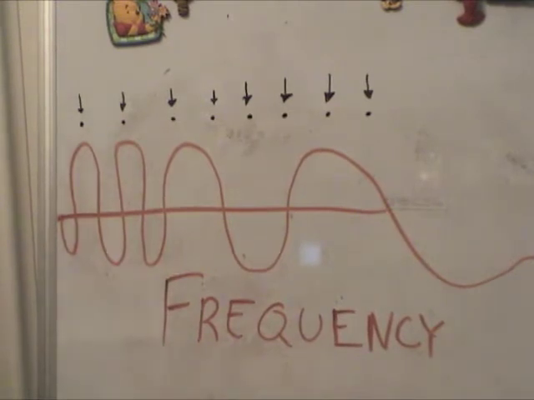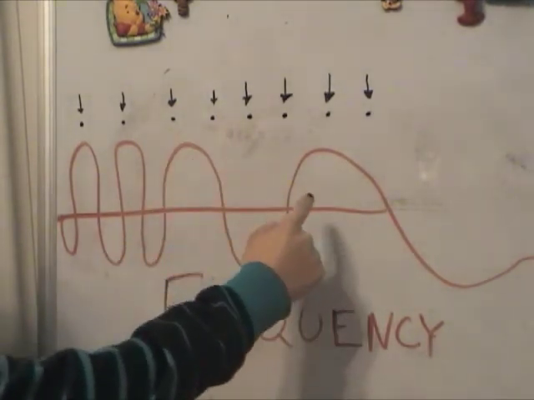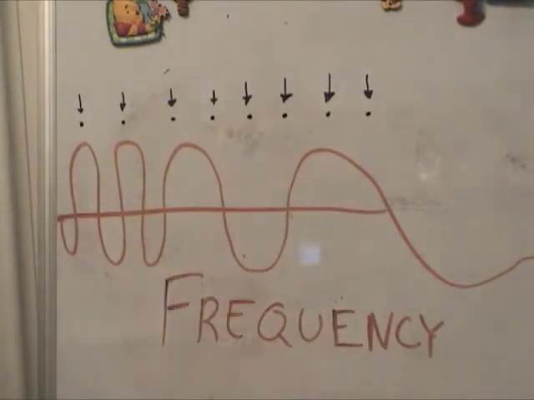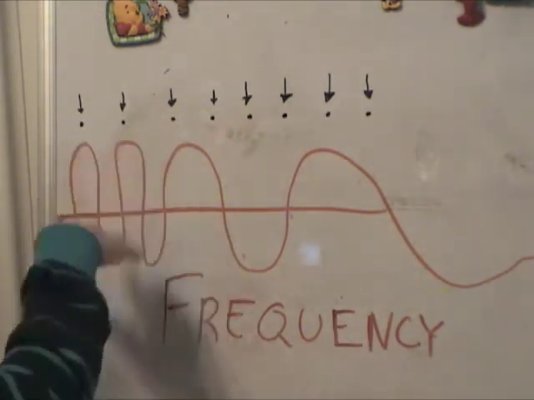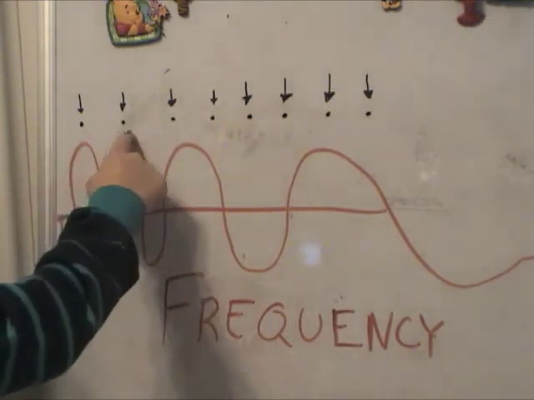Frequency is a bit like wavelength, except it's more about time than length. So wavelength is the distance between identical points on successive waves. Like I showed you, it's from the top of this point to that point. And then frequency is the number of times that crest passes over a certain point. So let's just say this is the point.